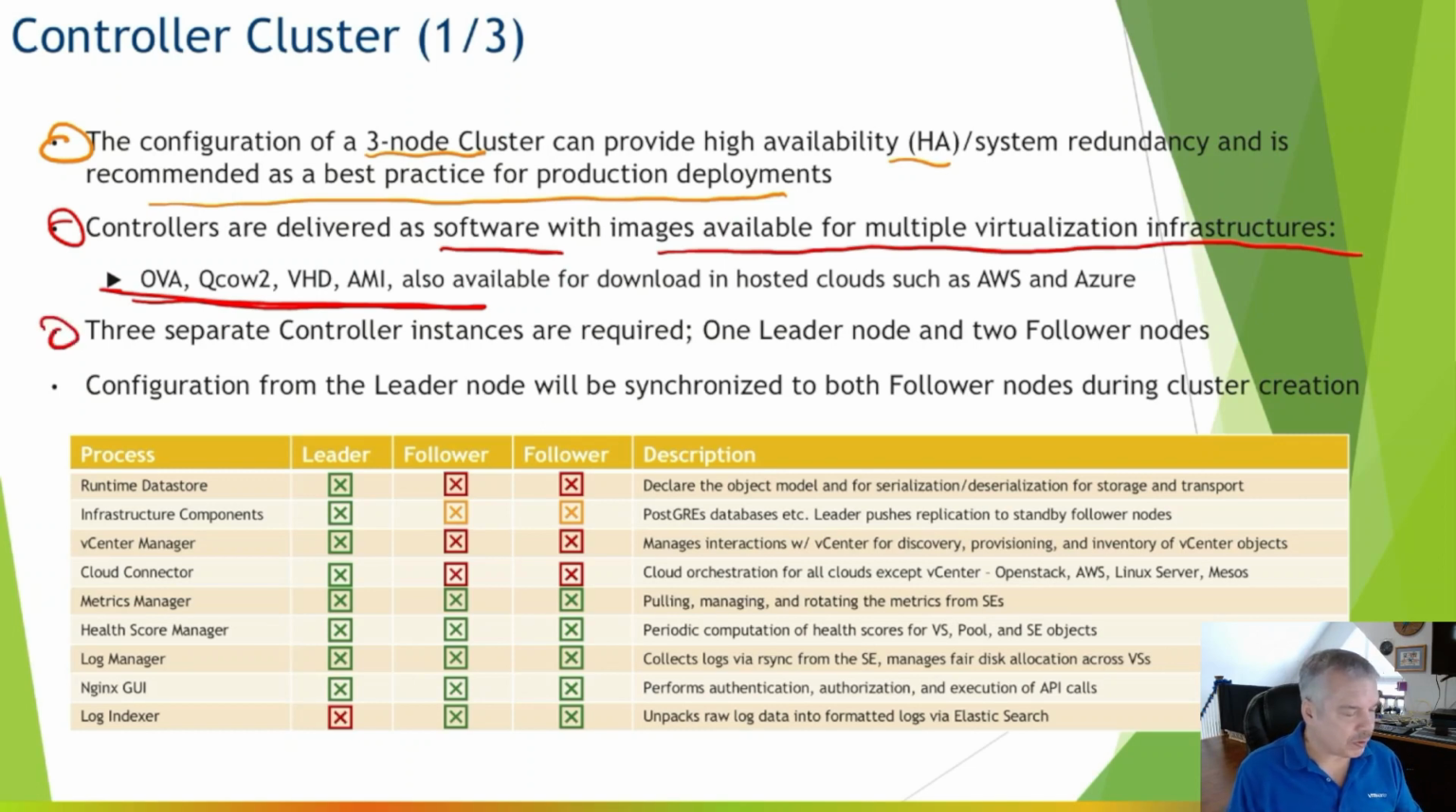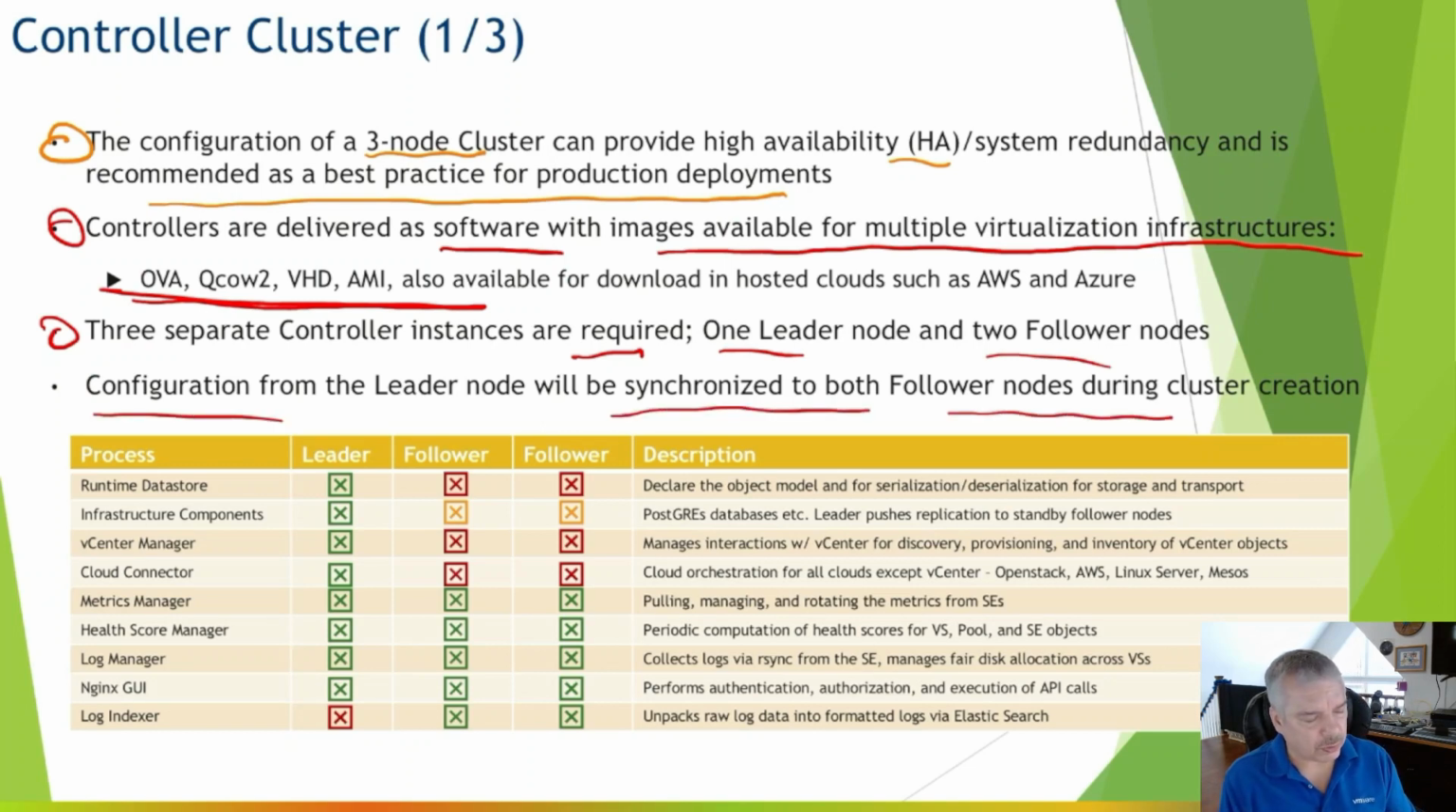Three separate controller instances are required. There's one leader node and two failover nodes. Configuration from the leader will be synchronized to both follower nodes during the cluster creation. Very similar again to NSX Manager. Now, I don't think I've done a video where I go in depth on it, but you have various services running inside your NSX Manager. One of the three nodes could be in charge of various services. That's kind of what they're referring to here.